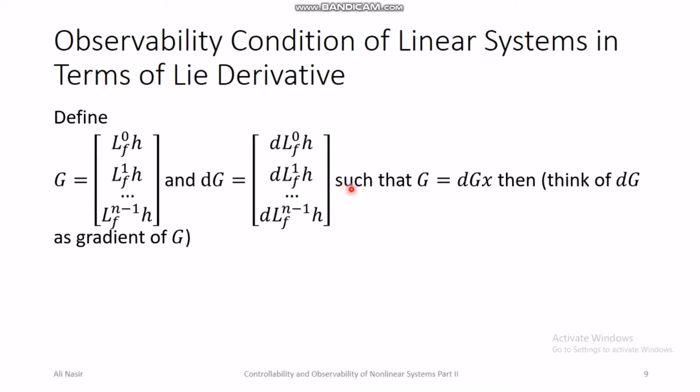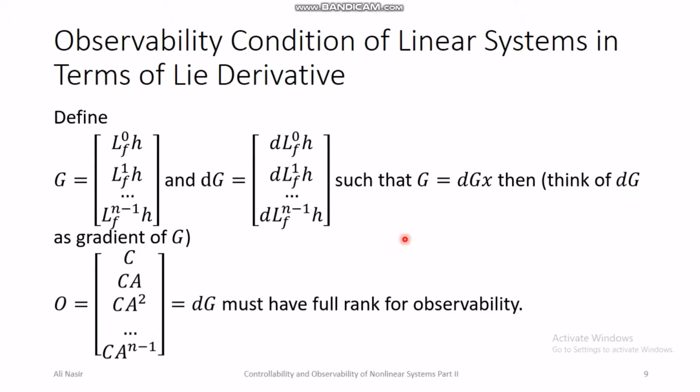So this is how the Lie derivative is related to linear systems and observability of linear systems. You can also see that if you want to reconstruct G, you multiply del of G with x, then you get G back again. So think of dG as the gradient of G. The observability matrix is basically nothing but dG, and it must be full rank for observability. So this way we have rewritten the condition of observability of linear systems in terms of Lie derivatives.